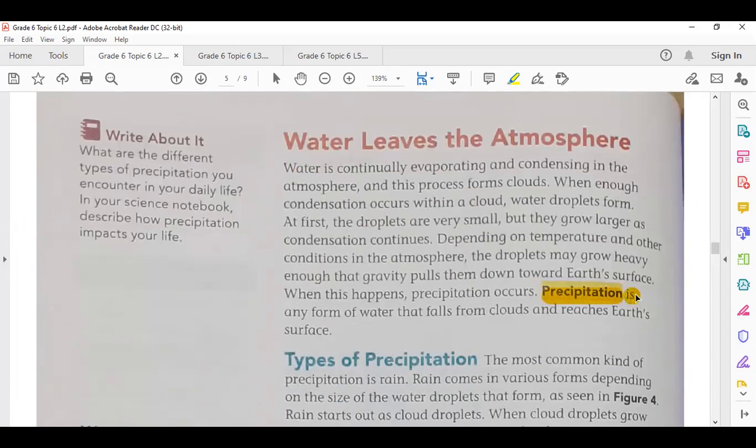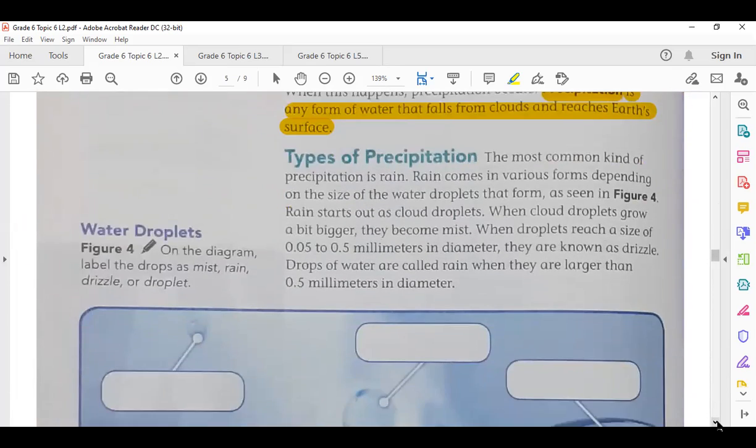Precipitation is any form of water that falls from clouds and reaches the earth's surface, which includes rain, snow, hail, sleet, and so on. When the clouds become too heavy, the air can no longer hold them, and it falls on earth as precipitation. There are a lot of types.